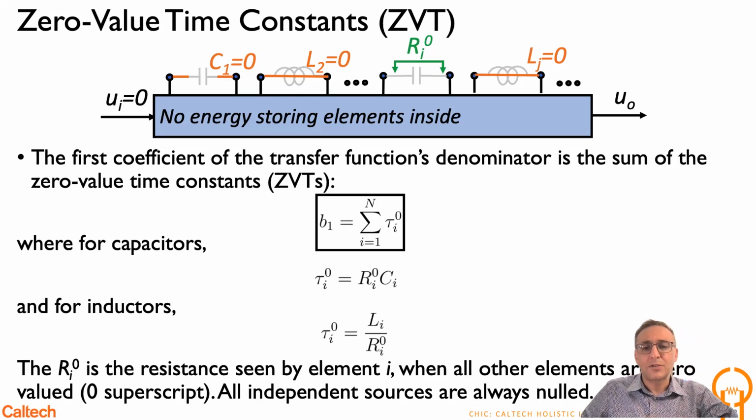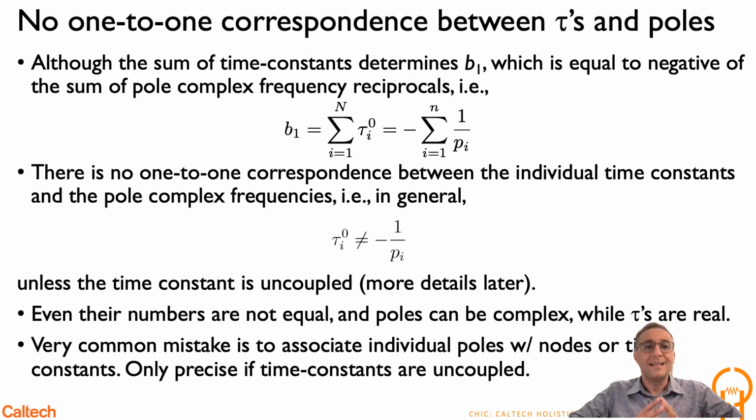So this is an important thing. That B1, that first term in the denominator, is exactly equal to the sum of all the zero value time constants, or ZVTs for short. Now, there are a couple of interesting points to be made about this. First of all, although this sum is equal to the sum of time constants, it's also equal to the negative of the sum of all the reciprocals of the poles. Because if you multiply those first order terms, you will immediately see that B1 is going to be the sum of all the reciprocals of the pole frequencies.